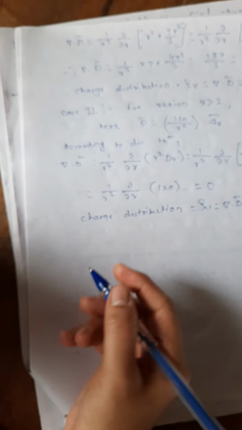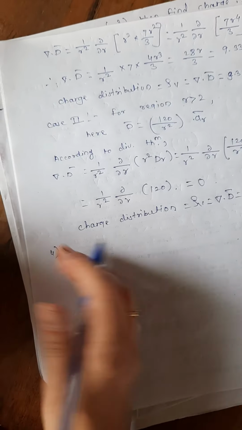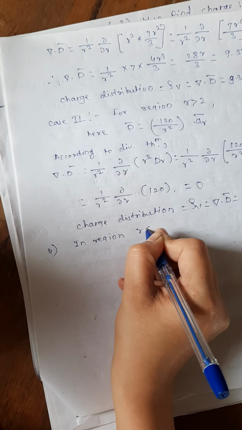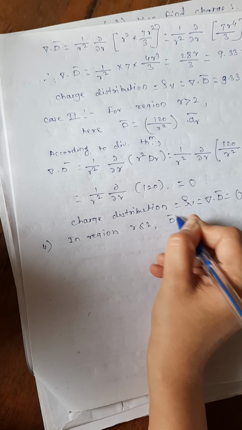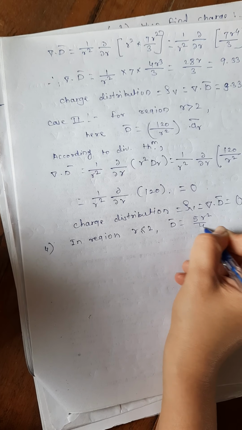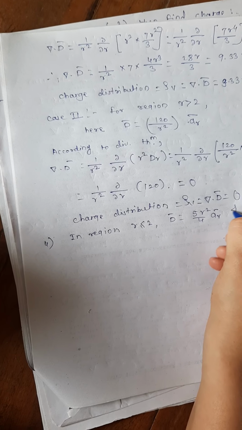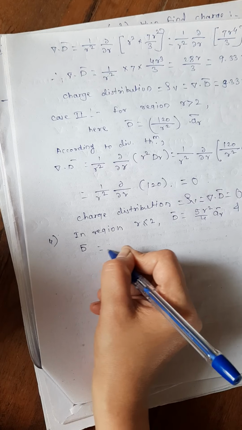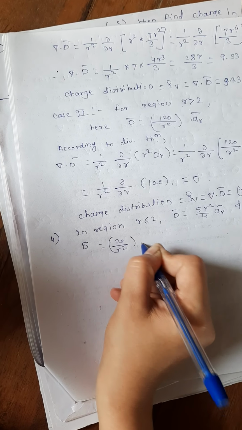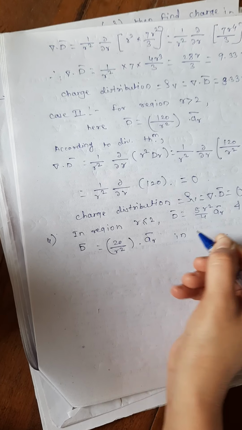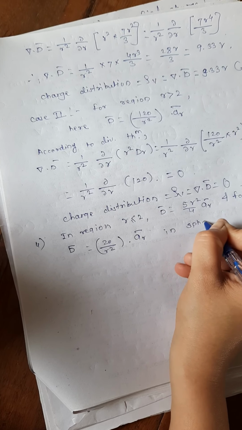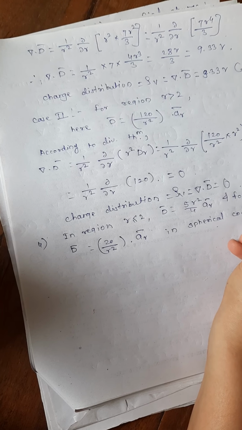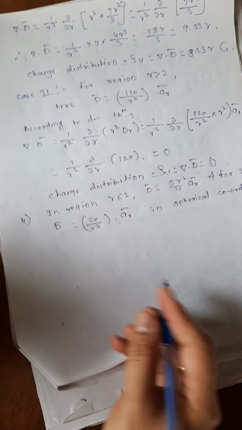So next problem: in region r less than 2, D bar is equal to 5 r square by 4 ar bar, and for r greater than 2, D bar is equal to 20 by r square ar bar in spherical coordinates. So find the charge density.